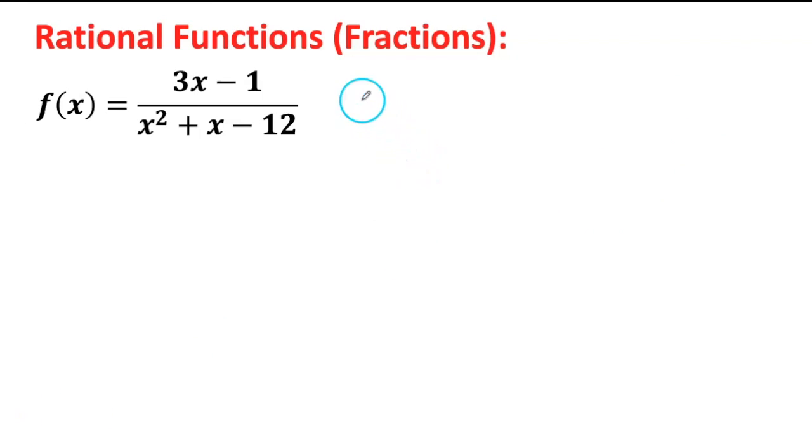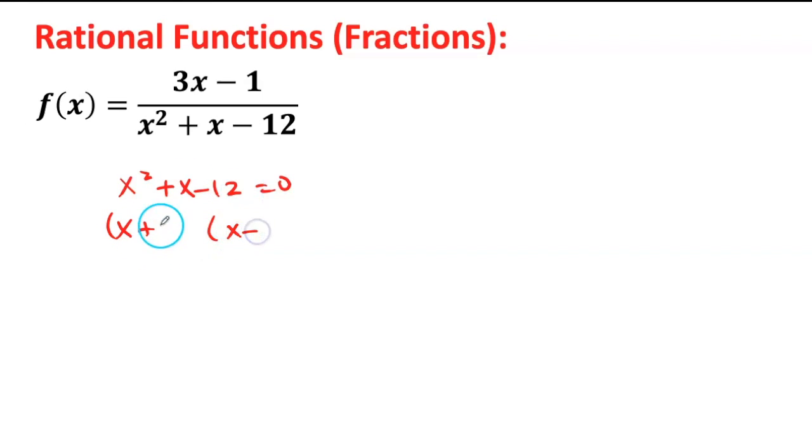Because I don't want to have a 0 in my denominator, what I want to do is make my denominator 0. So I bring my denominator and I make it equal to 0. From there, I get a factor if I can factor. So two numbers that multiply to get negative 12, and when I add, I get 1. So x plus, x minus, and my two numbers are 4 and negative 3. 4 times negative 3 is negative 12, 4 minus 3 is 1. So this is the factor.